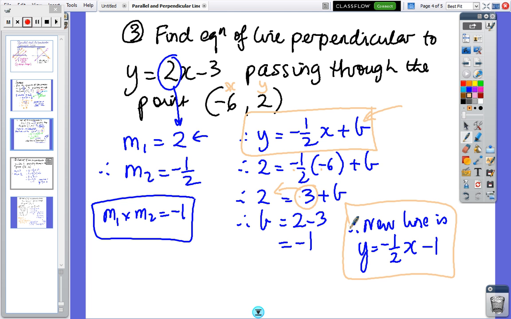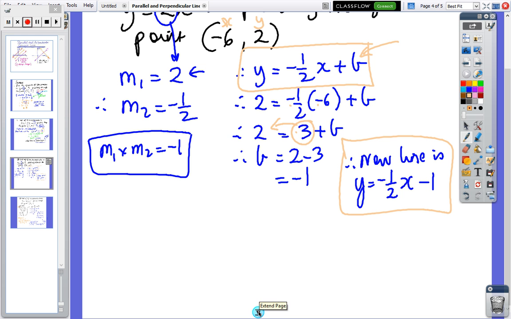If by chance you had to give the answer in general form, then 1/2 is no good. You have to get rid of all the fractions. So 2y equals -x minus 2, doubling everything. And in general form, x has to be positive, so move that across. So x plus 2y equals -2.